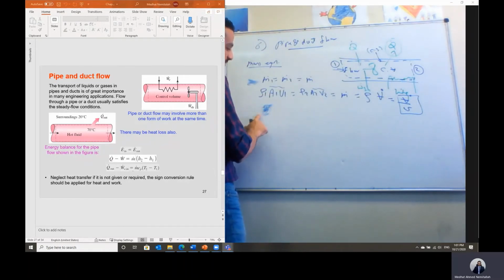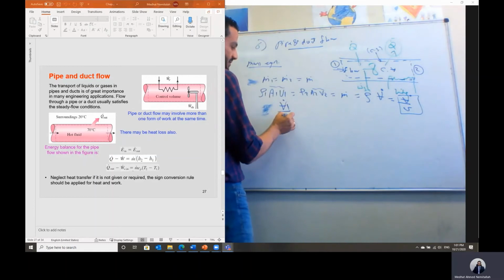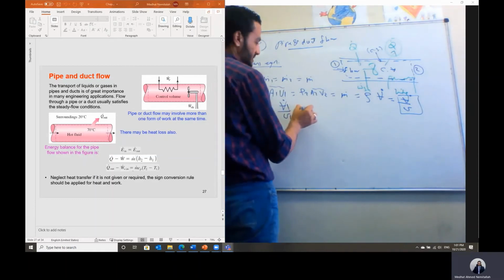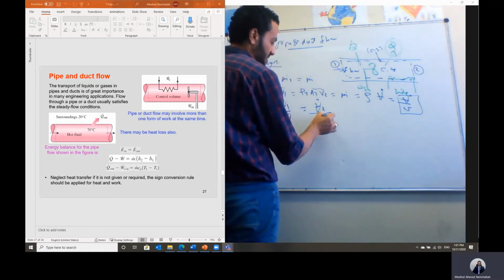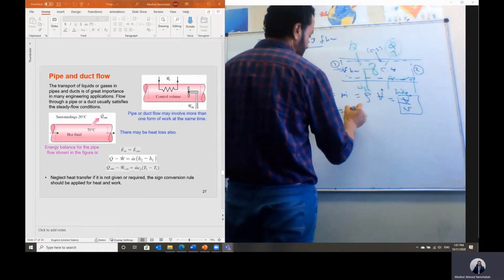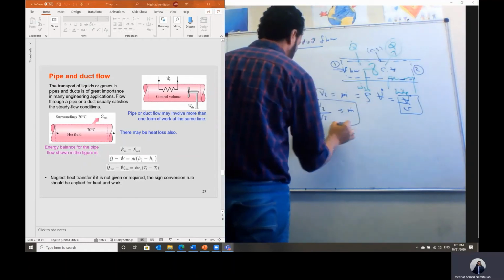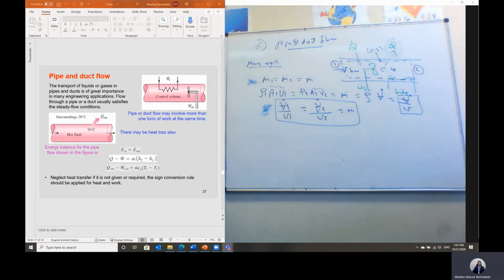So rho 1 is 1 over the specific volume, and A1 V1 is the volumetric flow rate at the inlet section. Rho 1 is 1 over the specific volume v1. This is the same as the volumetric flow rate V2 divided by the specific volume v2, and this is actually equal to the mass flow rate in general.